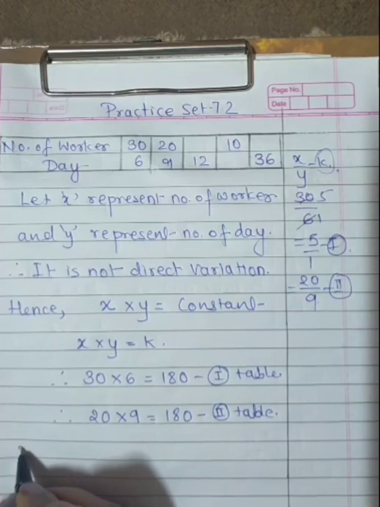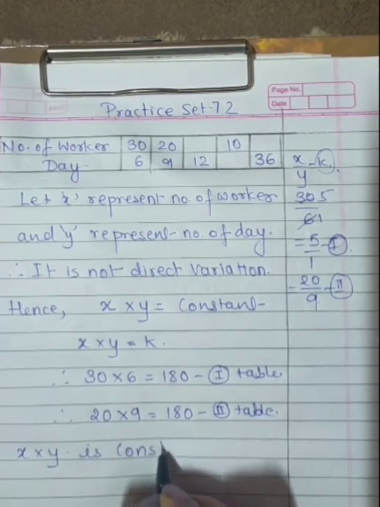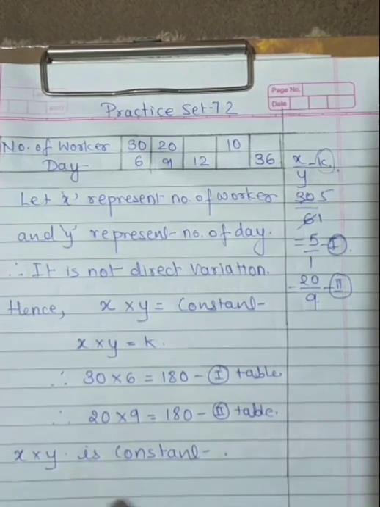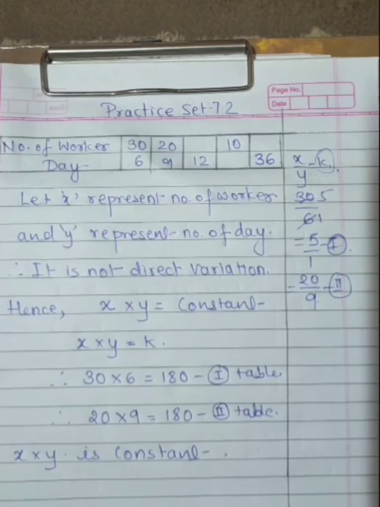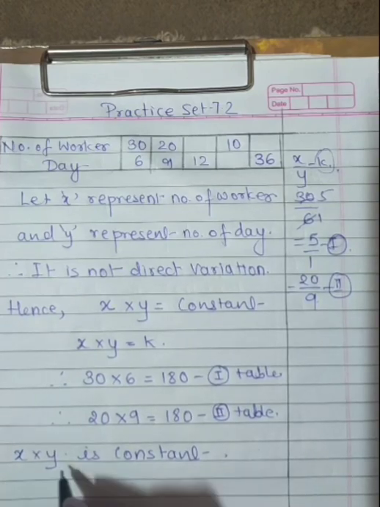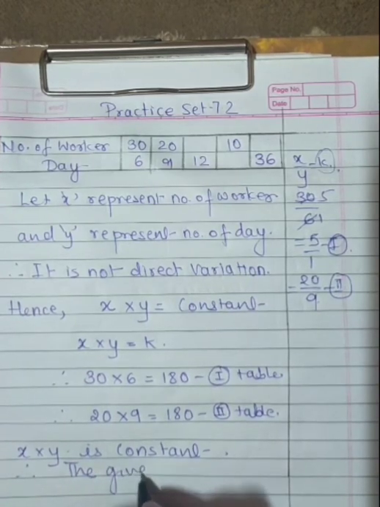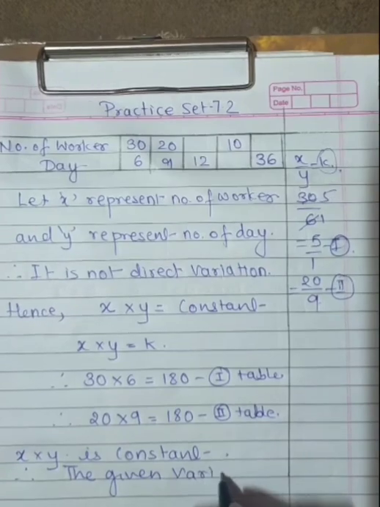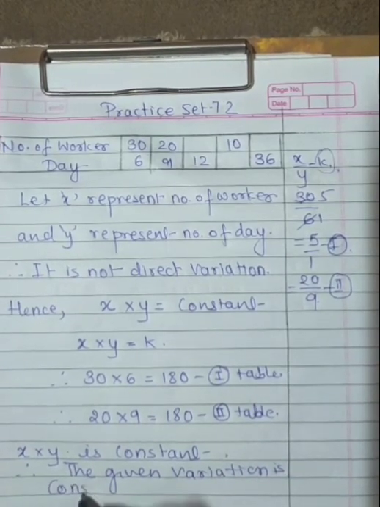So X into Y is constant. The given variation is an inverse variation. Therefore, the given variation is constant.